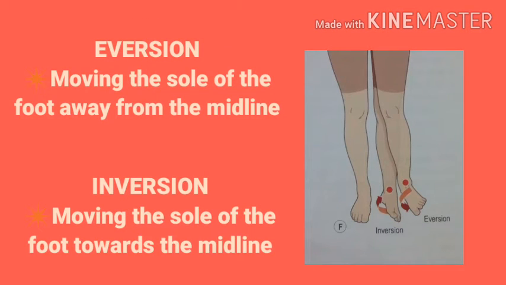Next, we are going to take eversion. Eversion means moving the sole of the foot away from the midline. Example, when your sole is away from the midline. Another term is inversion. Inversion means moving the sole of the foot towards the midline. Example, when your sole is near to the midline.